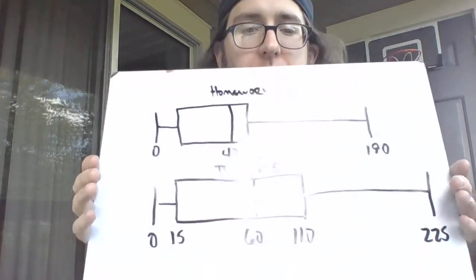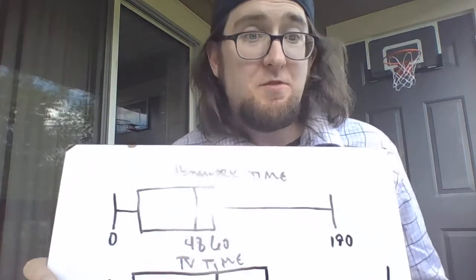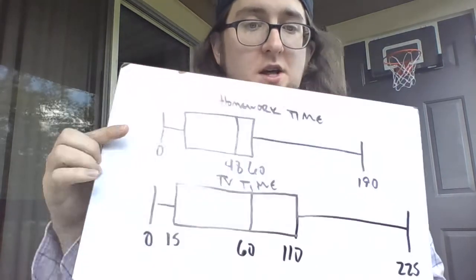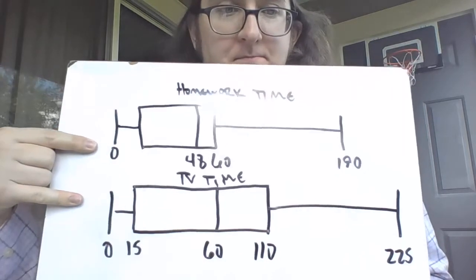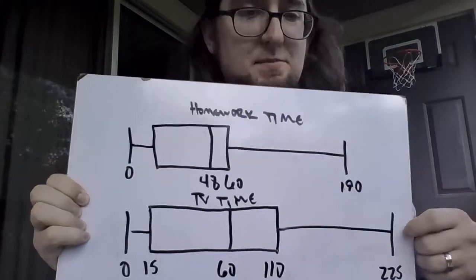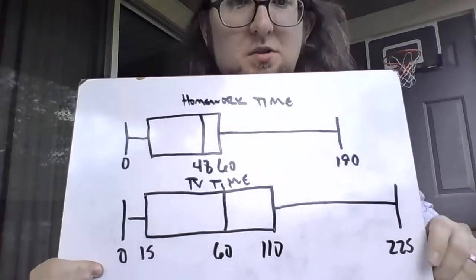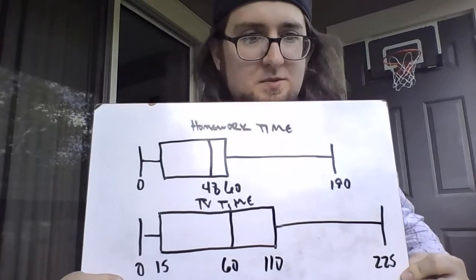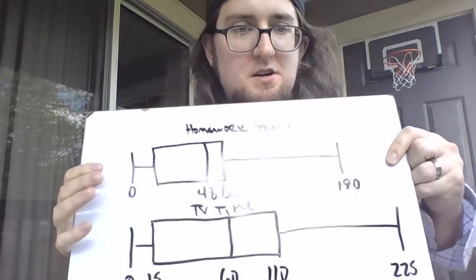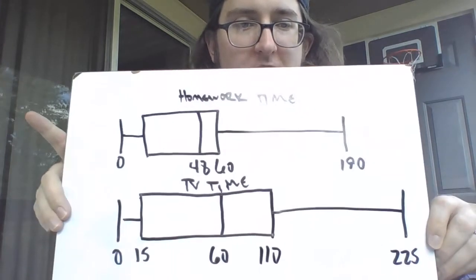Okay, so how do we compare these data sets? Well, we can first say some things that are true. They have the same minimum. We can say that the data set for TV time is much more spread because it goes from 0 to 225, compared to 0 to 190. So the range here is 190. The range here is 225.